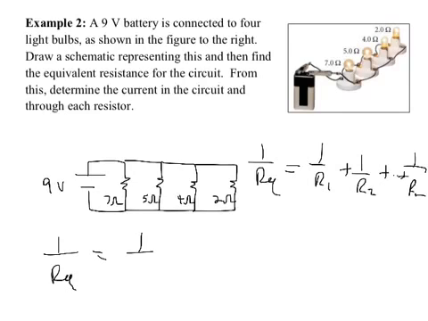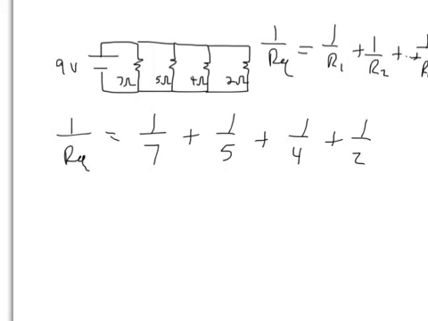We end up getting, let's see, 1 over 7 plus 1 over 5 plus 1 over 4 plus 1 over 2. Now in this case, you can find a common denominator, come up with a fractional sum, and then take the inverse. Or it might be a little bit more useful just to add together those fractions and round to the nearest decimal. And the reason I say that is really just because it's easier to do it on your calculator than finding a common denominator. So if you add those fractions together, you end up getting approximately 1.09. So 1 over Req equals around 1.09.